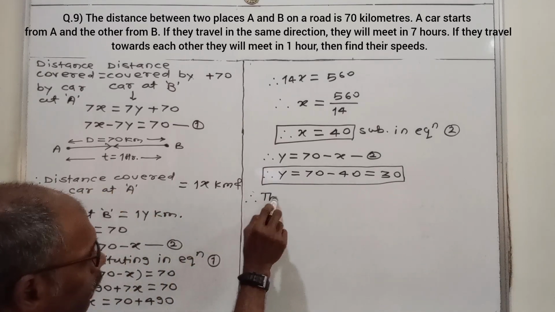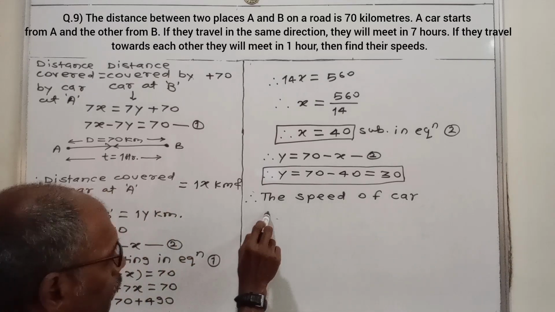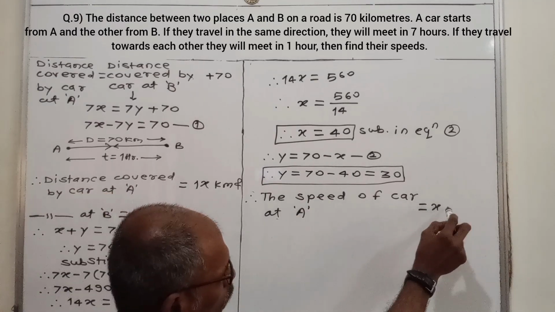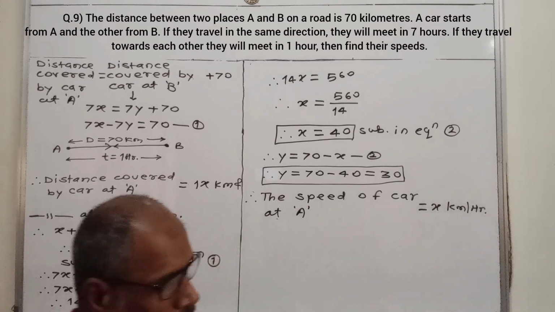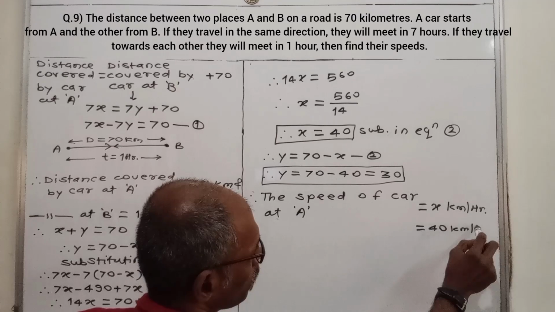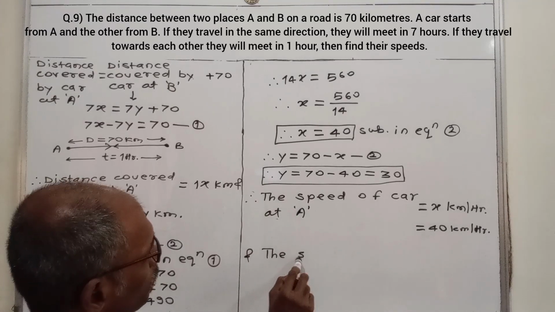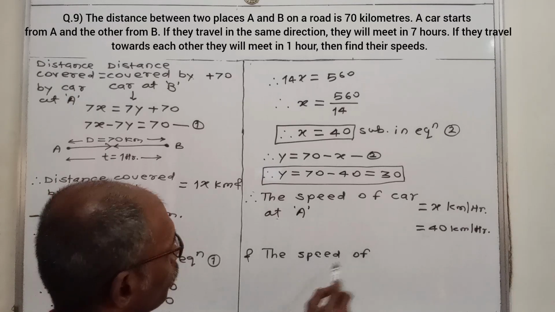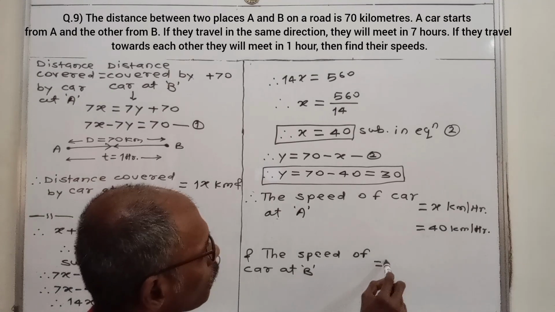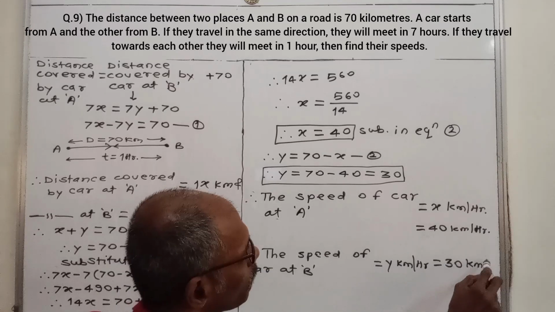Therefore, the speed of car at A is equal to x kilometer per hour is equal to 40 kilometer per hour, and the speed of car at B is equal to y kilometer per hour is equal to 30 kilometer per hour.